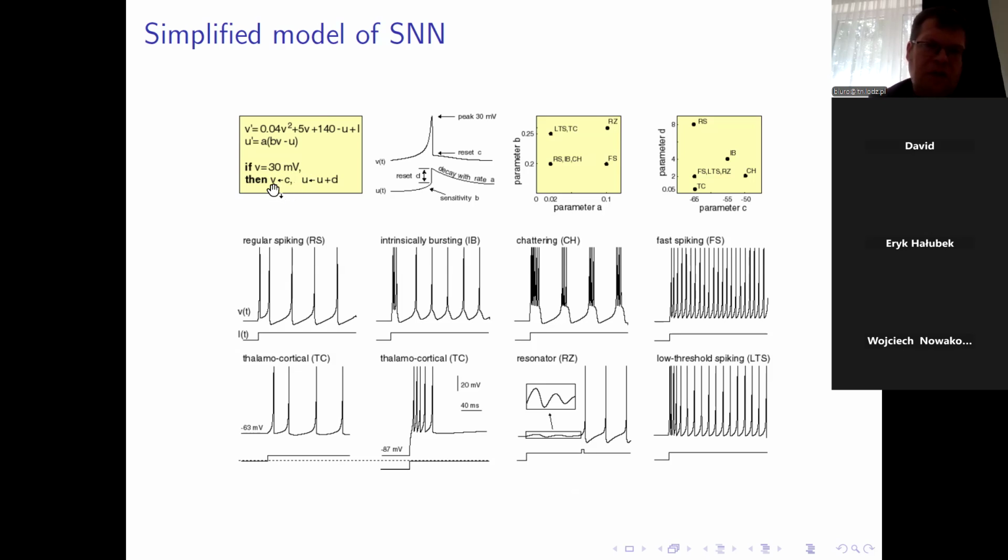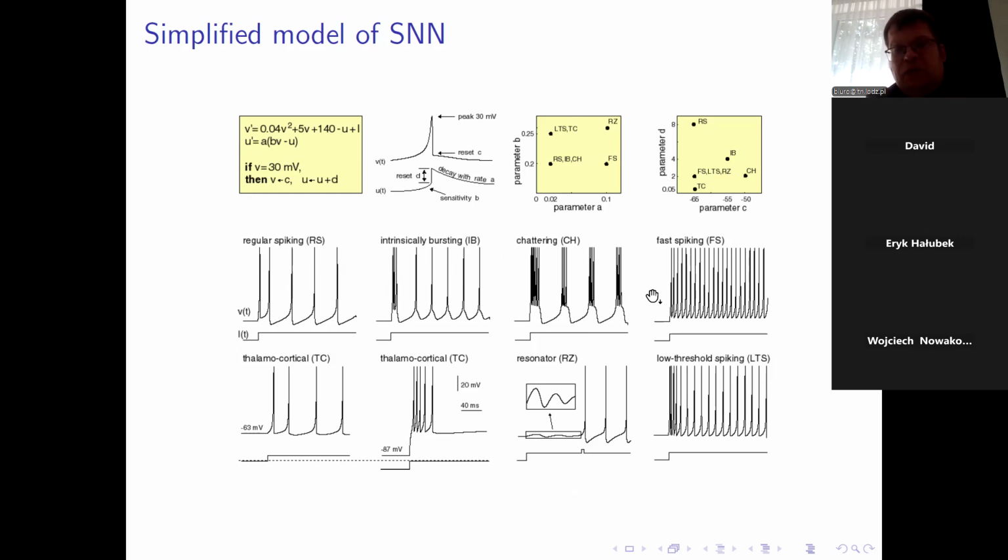So C is assigned to V, and then U is assigned value U plus D. And this is how it works. And then you can regulate its certain current I externally. So you can trace various types of dynamics with this neural network. And then you have regular spiking, then intrinsically bursting, then you have chattering and fast spiking.